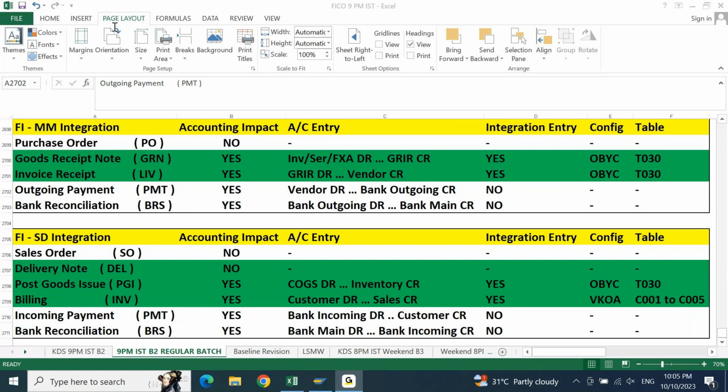Here is inbound delivery, outbound delivery also there, right? First is outbound delivery, second is inbound delivery. Some people will ask inbound delivery entry, outbound delivery entry also.